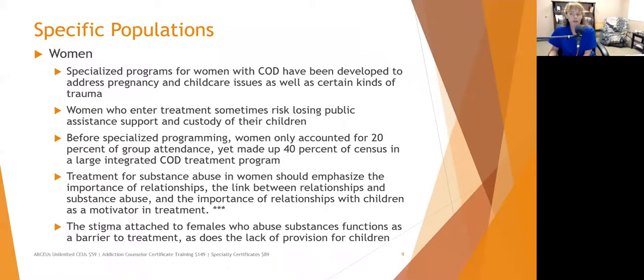Before specialized programming, women only accounted for 20% of group attendance, yet made up 40% of the census in a large integrated co-occurring disorders treatment program. So about half of them weren't actually going to group. Once they started doing specialized groups, more women were attending. Treatment for substance abuse in women should emphasize the importance of relationships, the link between relationships and substance use, and the importance of relationships with children as a motivator in treatment.